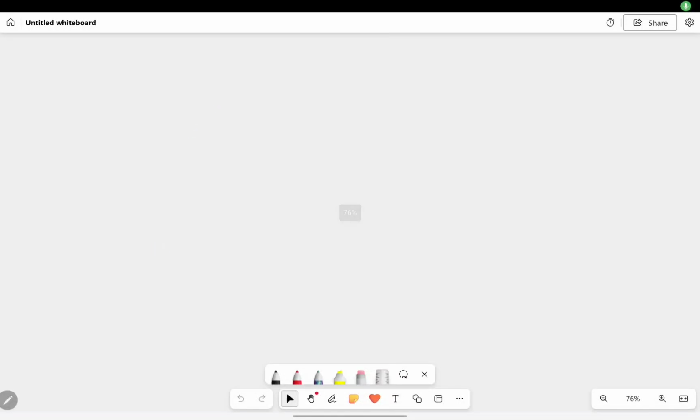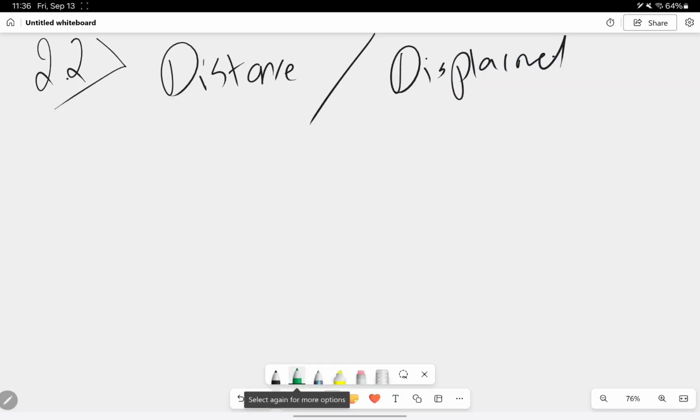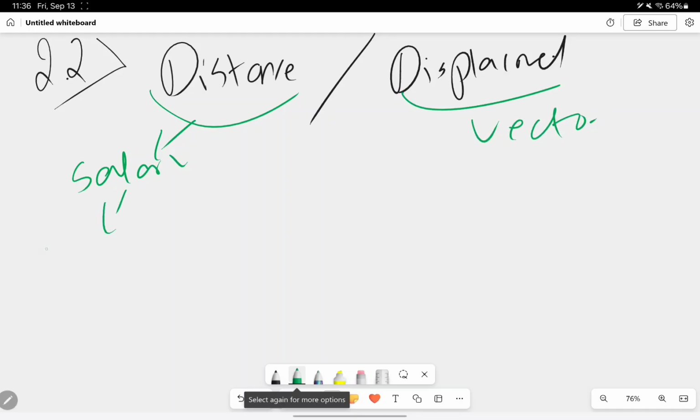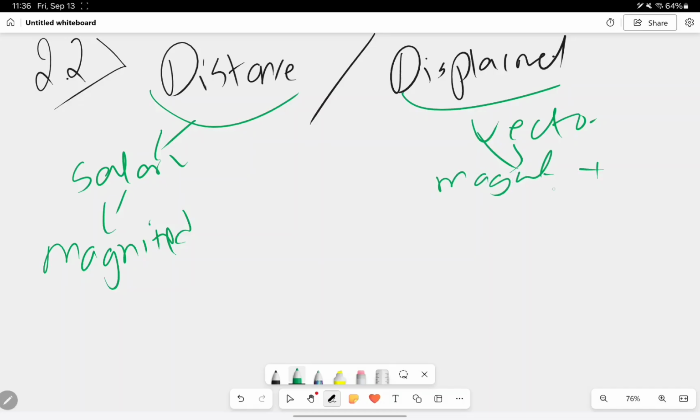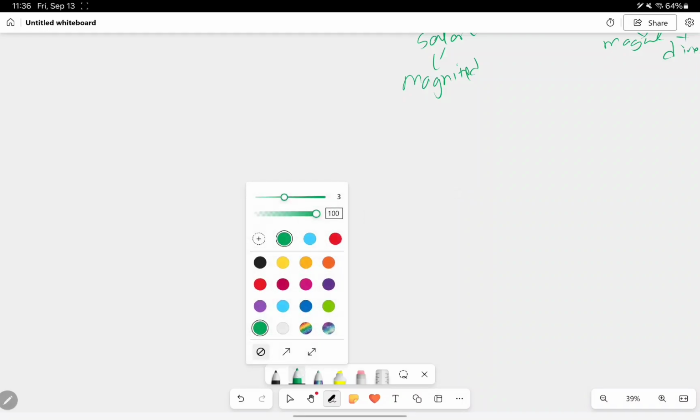Okay, let's continue our explanation now in section 2.2. This section talks about two things, something called distance and something called displacement. Distance is a scalar quantity and displacement is a vector quantity. Scalar just means a magnitude. Vector represents magnitude plus direction.